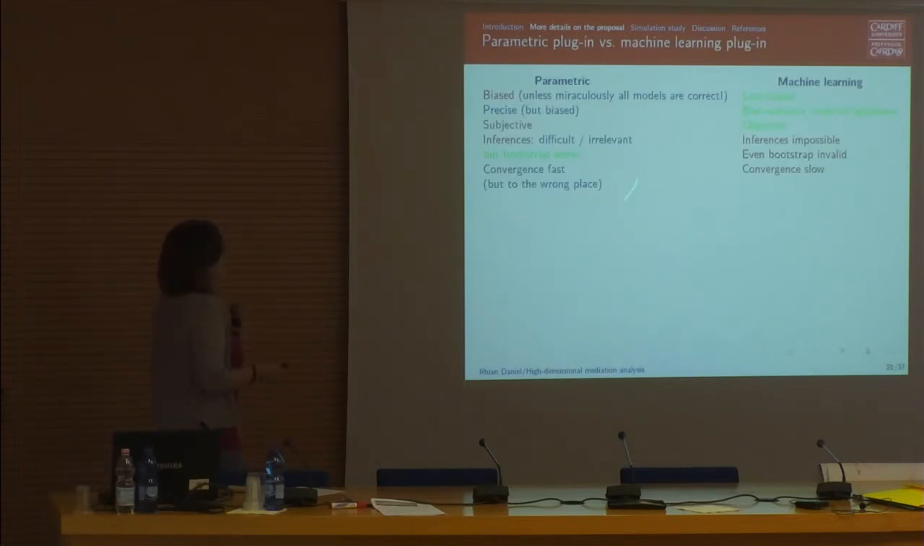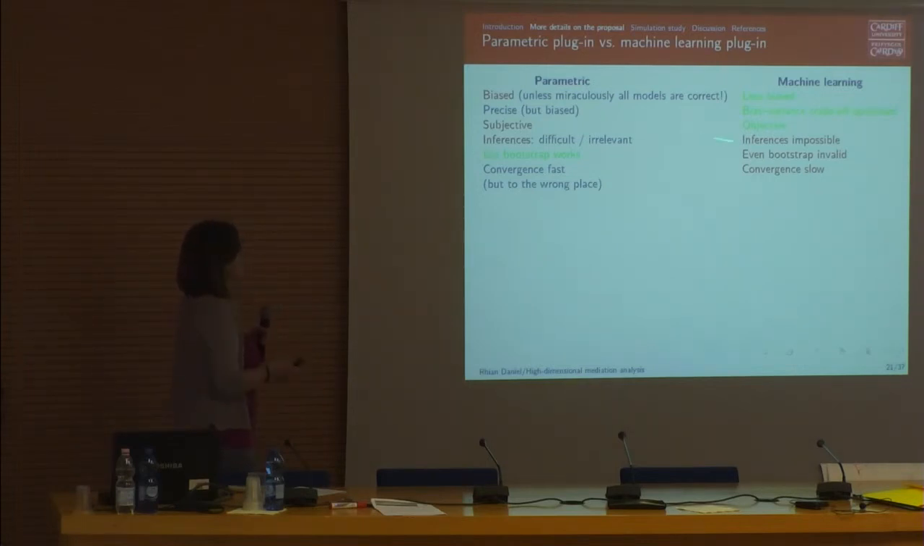So to summarize, if we're comparing plug-in estimation using parametric models, this is when everybody chooses their favorite logistic regression model or whatever, versus machine learning, then typically the parametric version will be the more biased one, because unless miraculously all the models are correct, we know we will get bias. Machine learning will typically be less biased. Parametric models are typically more precise, but if they're biased, you could say there's no point in being precise if you're biased, whereas the machine learning technique arguably gets this bias variance trade-off optimized using the cross-validation method.